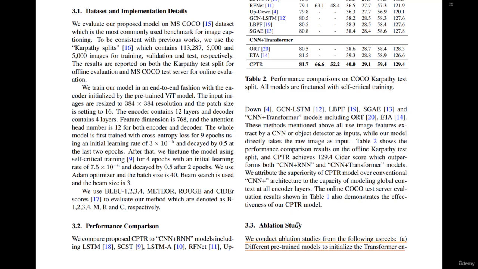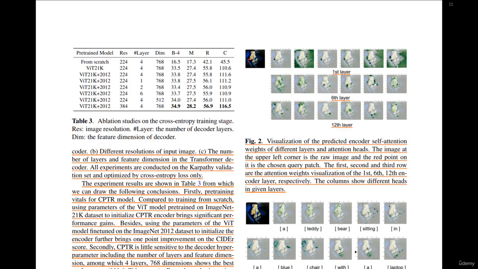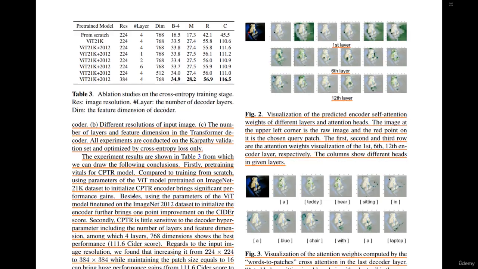Now let's look at the ablation study. The authors conduct ablation studies from the following aspects. The first one, the different pre-trained models to initialize the transformer encoder. The second, the different resolutions of the input image. And then finally, the number of layers and feature dimension in the transformer decoder. All experiments are conducted on the Karpathy validation set and optimized by cross entropy only. Then the experimental results are shown in this table 3 right here, from which the authors draw the following conclusions.